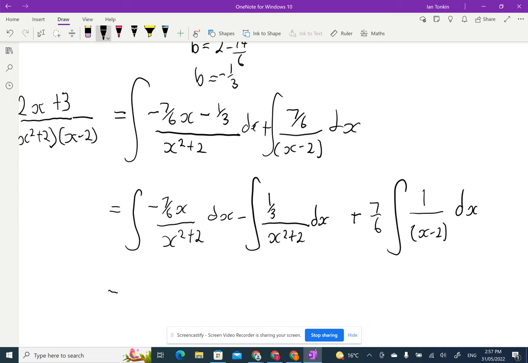Now, let's tidy this bit up. Well, let's take that minus 7 on 6 out, and I've got x on x squared plus 2 dx. Now, I've almost got the derivative on top. I need a 2 in there, which means I need to go 2 down here.